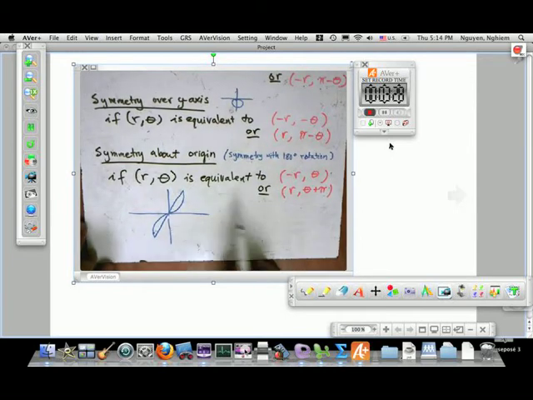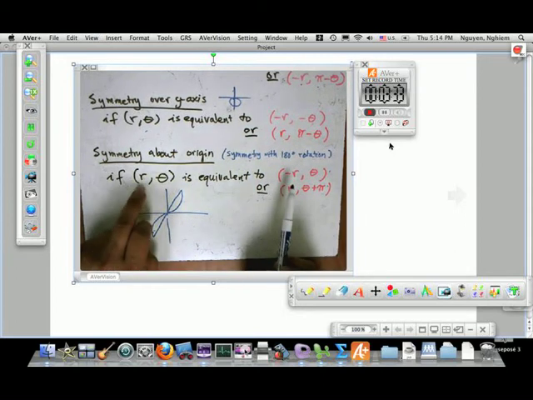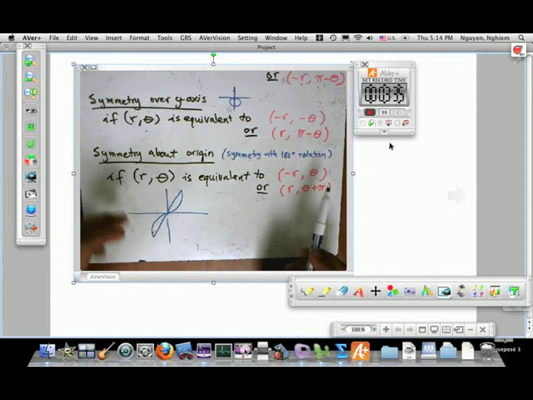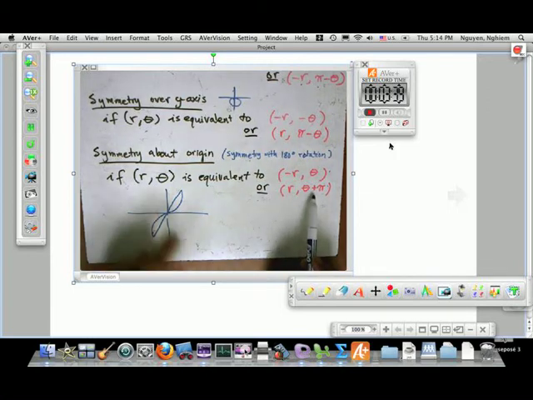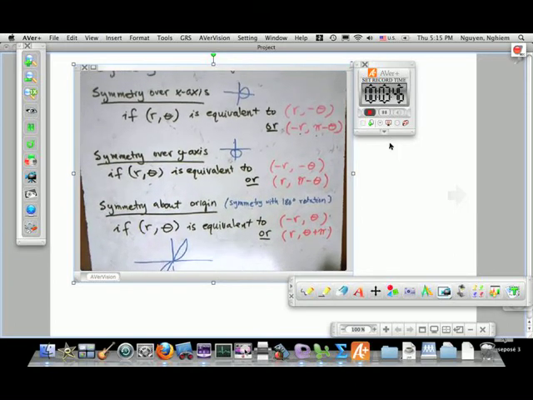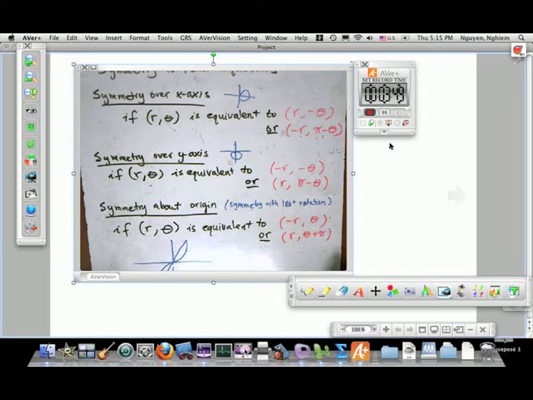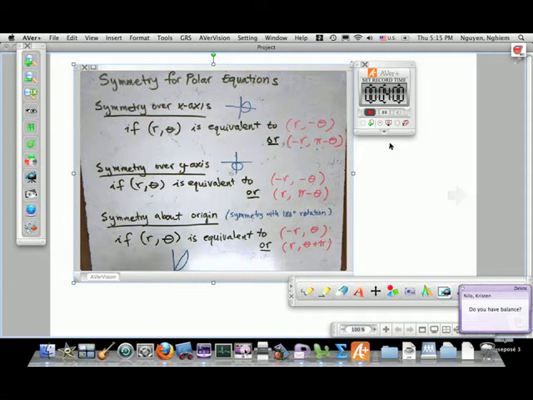So this is symmetry about the origin, and the way we can prove that is by replacing r with negative r and proving that the equations are identical. Or we can also replace theta with theta plus pi and show that the equations are identical. Okay, so these are the rules for proving the different types of symmetry in a polar graph. I'm going to pause this for a minute, and we're going to do an example on how to apply and use these rules.